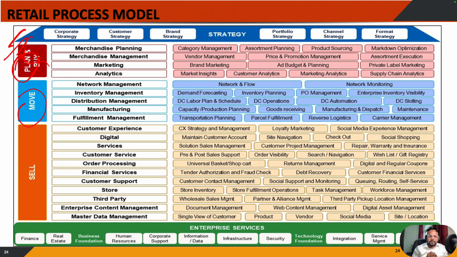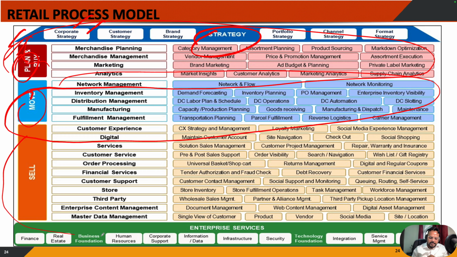Before we move to the next session, I want to give you the overview of the retail business process model, which will give you a glimpse of everything that happens in a retail business. This process model consists of 5 major stages. These stages are corporate strategies, the buying and planning function, then we have movements of the goods, we have sales of the goods, and then we have enterprise services. So this whole model is defined from strategy, planning and buying, moving the goods, selling the goods, and enterprise services.